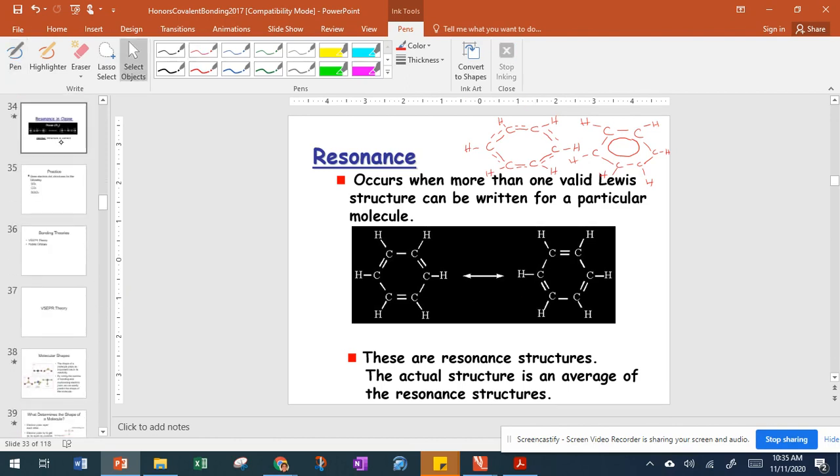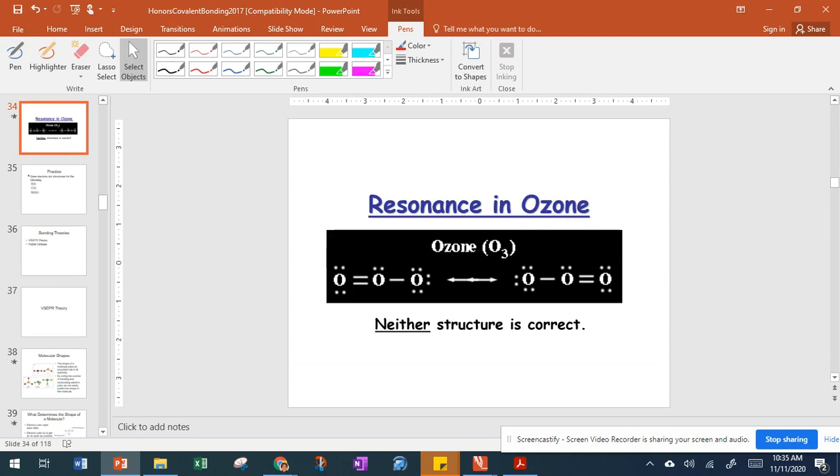I also want to show you ozone. Ozone also exhibits resonance. So we say neither structure is correct. The actual structure is the average between them. So that's how that's shown.